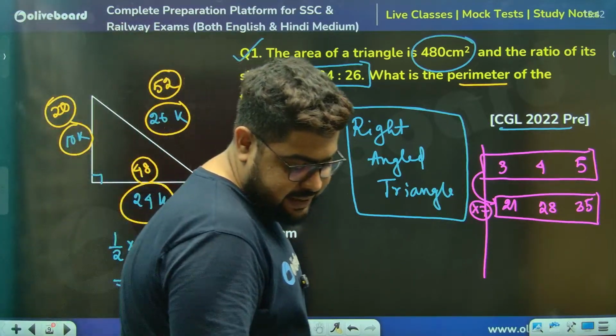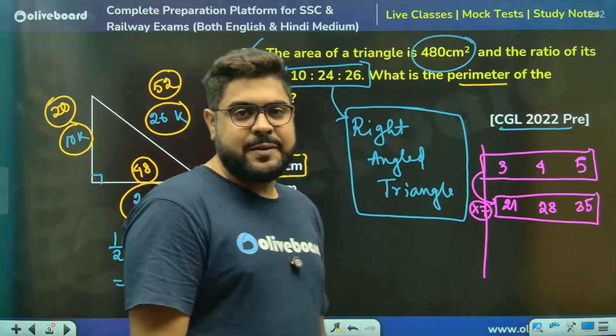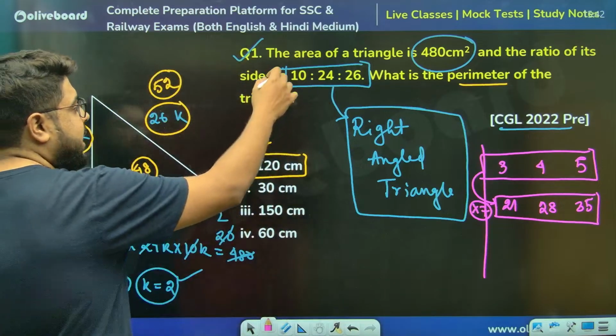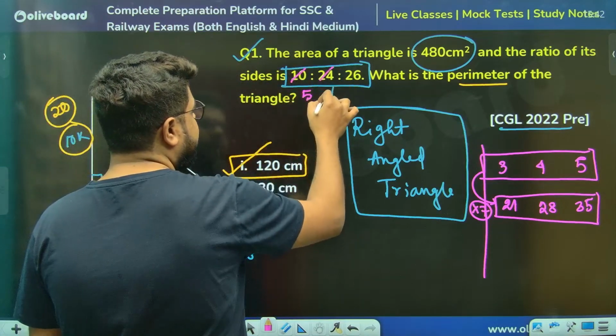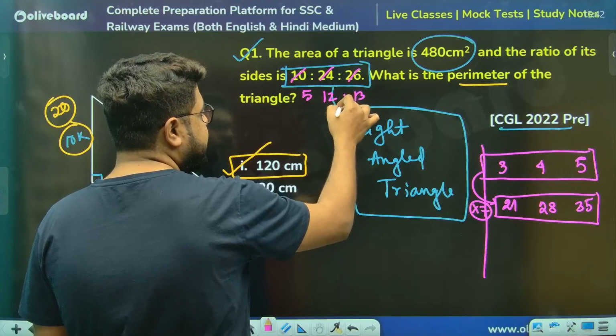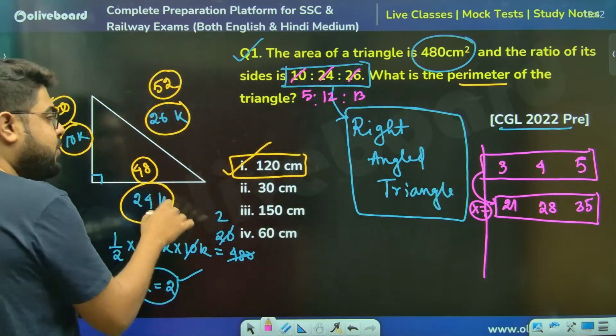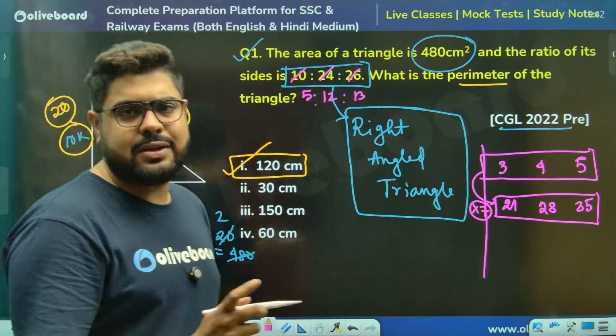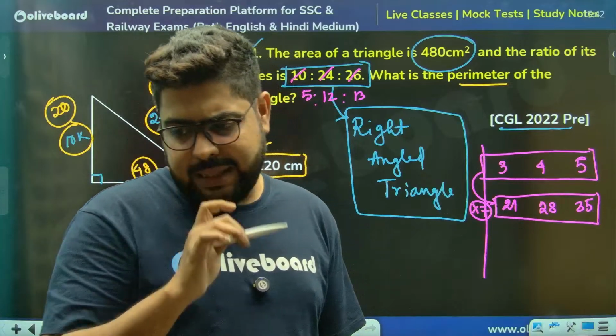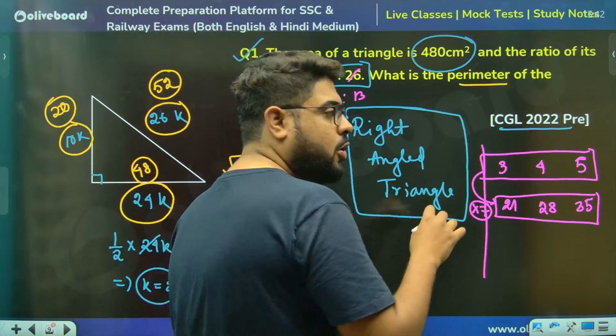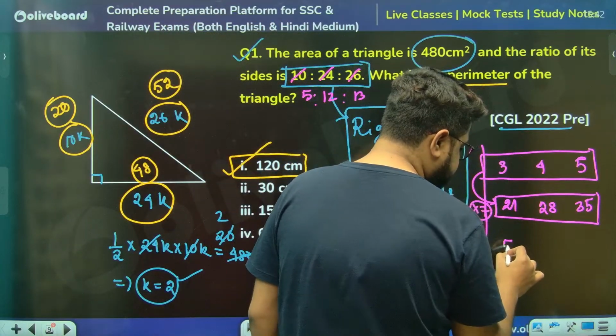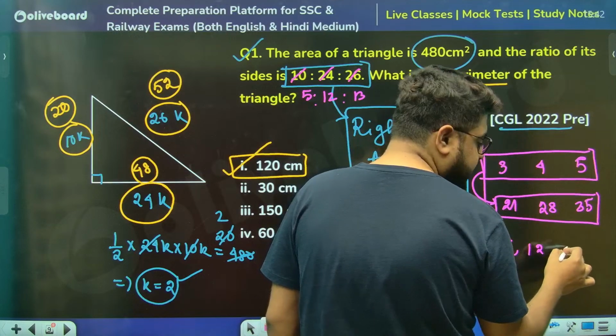You can check. Yes, absolutely. So remember, here also you see 5, 12, 13. In that case, the value of k will be 4. That's all there is. Nothing else. So always remember, 5, 12, 13 is a Pythagorean triplet.